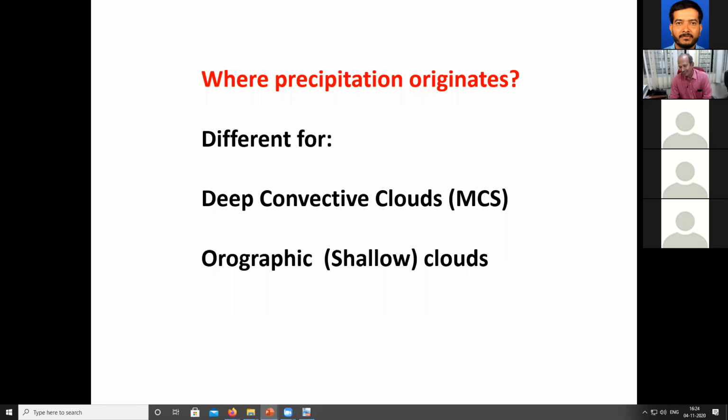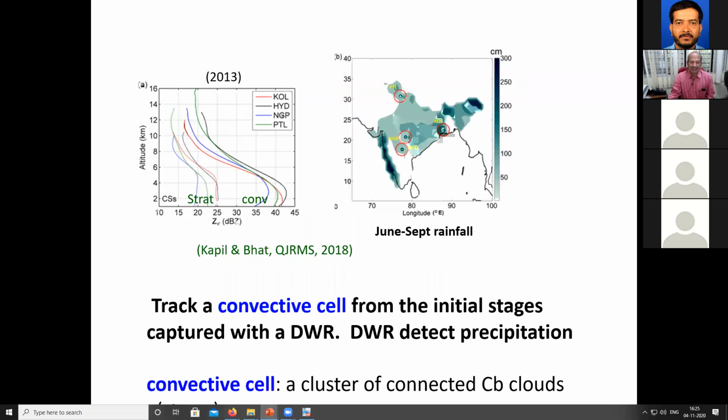I think I'm coming close to almost 1 hour now, so I'll briefly describe one more problem. That is where precipitation originates, because we get a lot of rain. The question is where the rain originates in the monsoon clouds. And where it originates is different from deep convective clouds and also orographic clouds. There, because this is mostly a warm rain process, it turns out to be cold microphysics that dominates.